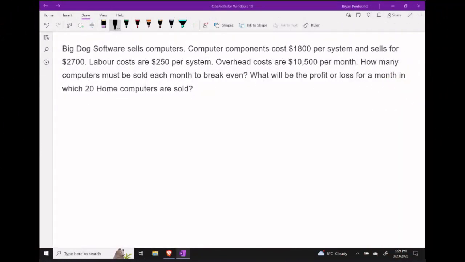Let's suppose the Big Dog software sells computer components that cost $1,800 per system, but they turn around and are able to sell them for $2,700 each. Let's also suppose that our labor costs are $250 per system and overhead expenses are $10,500 per month. Let's first determine how many computers must be sold each month to break even, and then after that we'll try to determine the profit or loss for a month in which 20 computers are sold.